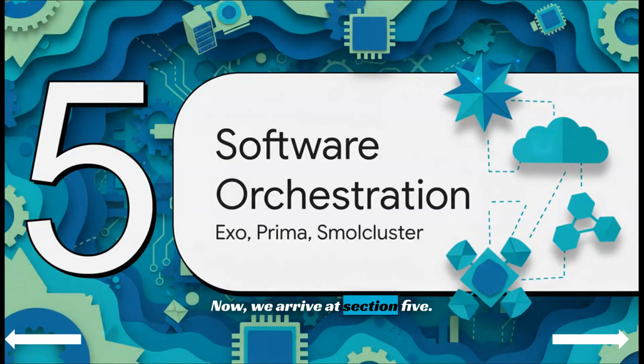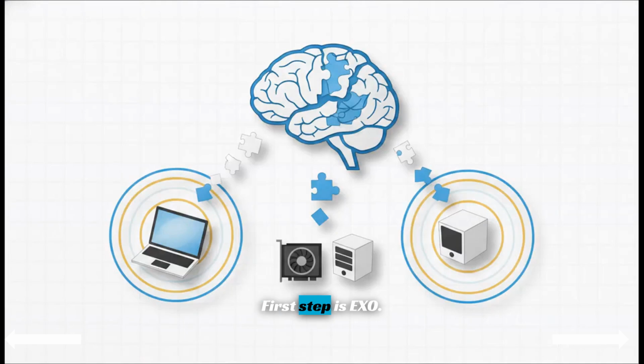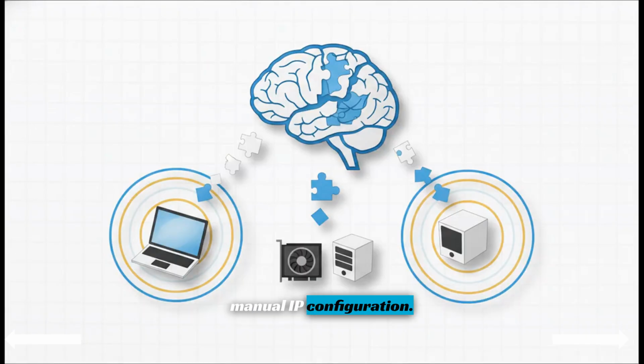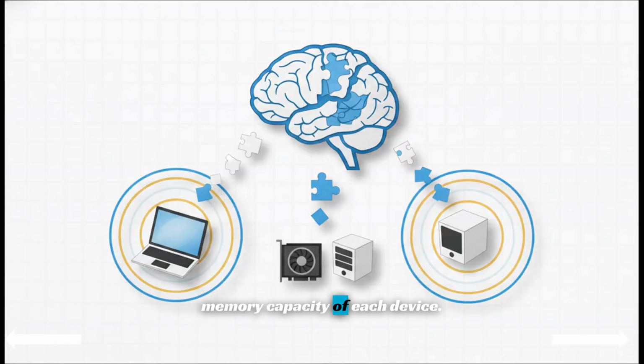Now we arrive at section 5, EXO, Prima, and smolcluster. This is the software orchestration layer that actually makes all of this happen. First up is EXO, and honestly, this open source framework behaves almost like magic. It features automatic peer-to-peer device discovery, meaning your devices just find each other on your network without any manual IP configuration. It dynamically partitions the model shards based on the memory capacity of each device.